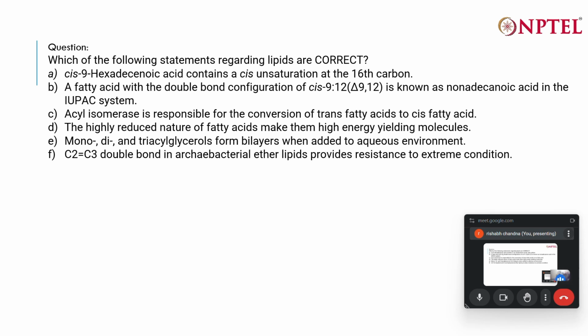Which of the following statements regarding lipids are correct? Cis 9 hexadecenoic acid contains a cis unsaturation at the 16th carbon. No, this is false. The unsaturation is present actually at the ninth position, as mentioned in the name itself. A fatty acid with a double bond configuration of cis 9, 12 is known as nonadecanoic acid in the IUPAC system. So no, this is actually a saturated fatty acid.